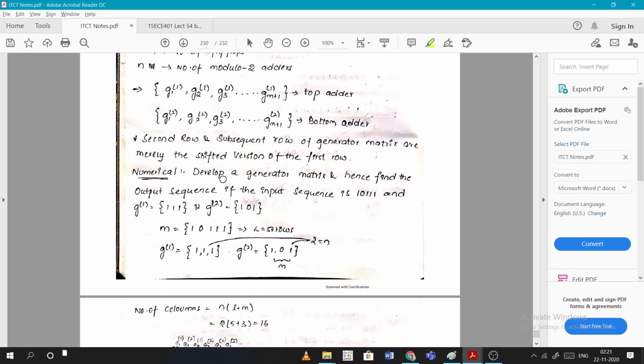So basically, in a generator matrix, we have to find the output sequence from the input sequence, when the input sequence is 1 0 1 1 1, and G1 and G2 are given. G power 1 is 1 1 1, and G power 2 is 1 0 1, right? So what is the message sequence? 1 0 1 1 1. The length of the message is 5, so 5 rows will be there, and G of 1, G of 2.